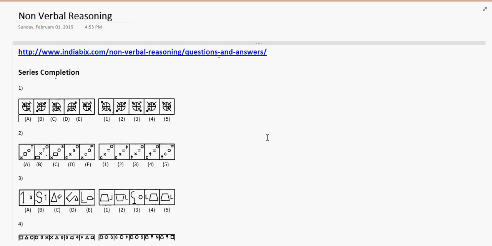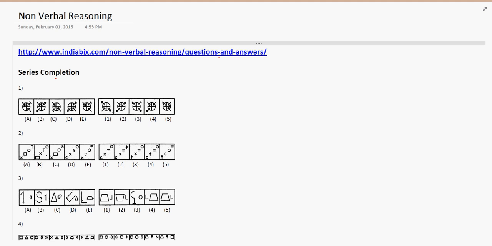Non-verbal reasoning is very important as far as our CSAT paper is concerned. You would see that almost every year there would be around 3 to 4 questions on non-verbal reasoning, and they are very easy. The only thing which you require to solve them is lots of practice. So if you have lots of practice, you can very easily ace these questions. There is nothing which is very difficult or very much cumbersome about these questions.